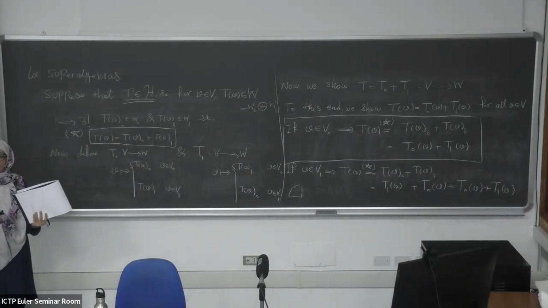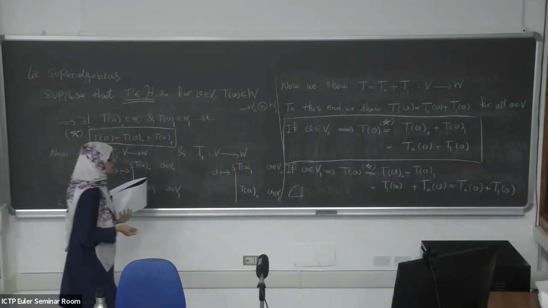So if we have two superspaces, the linear homomorphisms also form a superspace.